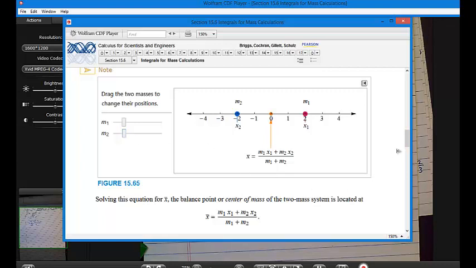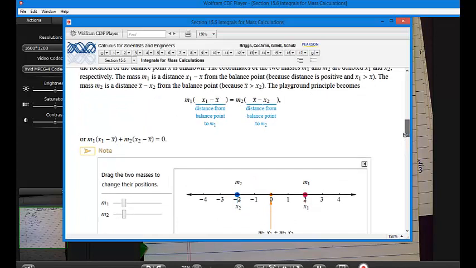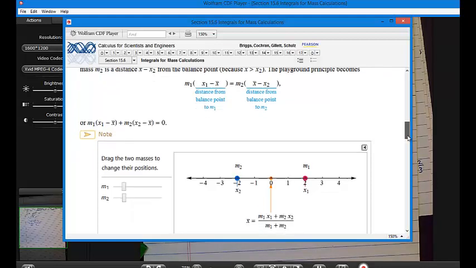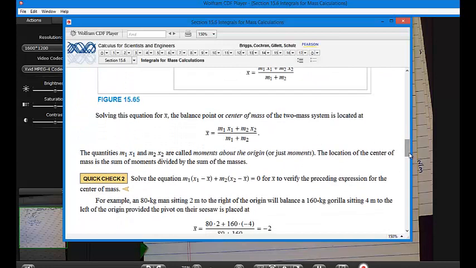Okay? But what we did was we used the fact that mass times distance has to equal mass times distance. And if we imagine the balance point, again, where you put your finger to balance the balance beam, call that X bar. The center of mass of a 2-mass system is given by this. Notice the denominator is total mass, right? The numerator, those are called moments.